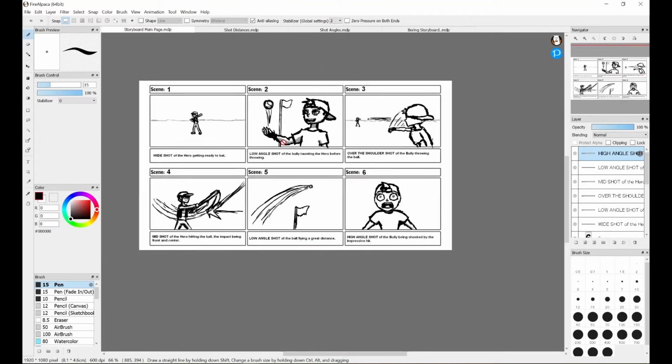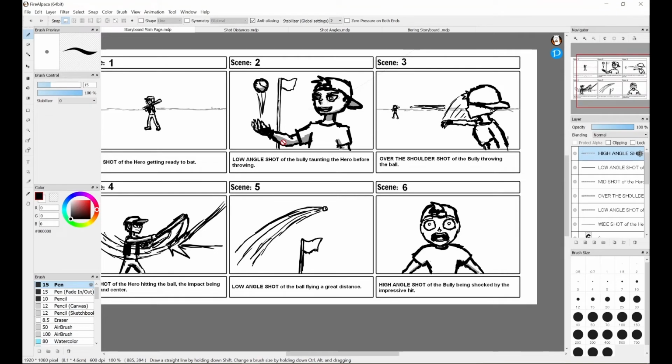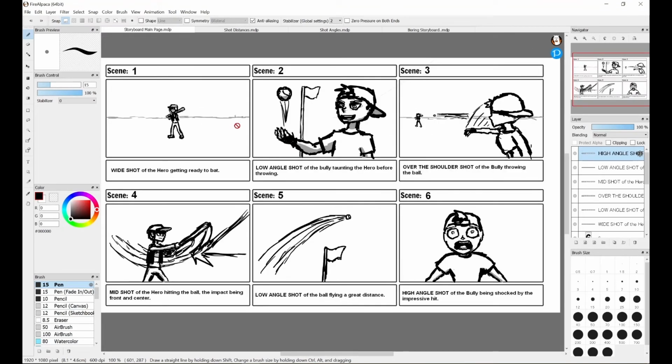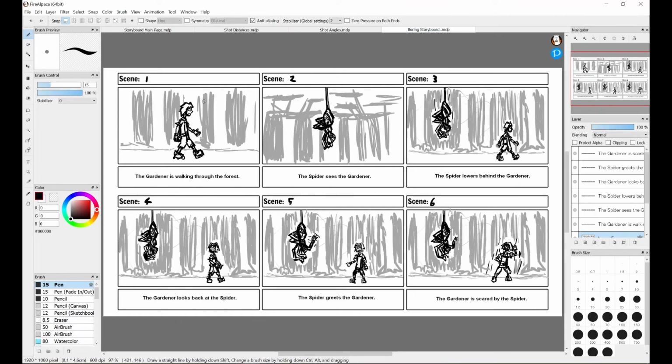So yeah, that's how this was all made more interesting looking. And to counteract that, I've made here a storyboard using some of the characters I drew previously, which is, we got the gardener and the spider. I've deliberately made this a boring looking storyboard so that I can improve it later.